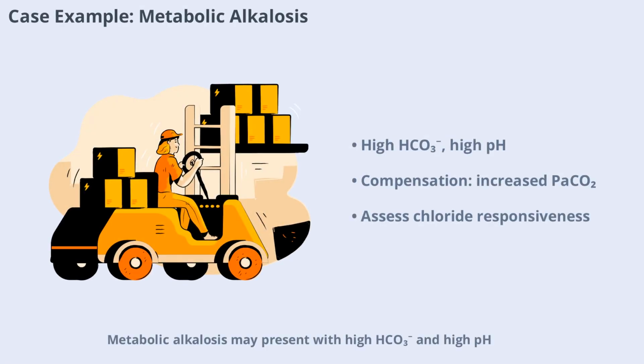Metabolic alkalosis may present with high HCO3 and high pH. Compensation involves increased PaCO2. Causes include vomiting, diuretics, or adrenal disorders. Assess chloride responsiveness and identify underlying mechanisms for targeted treatment.